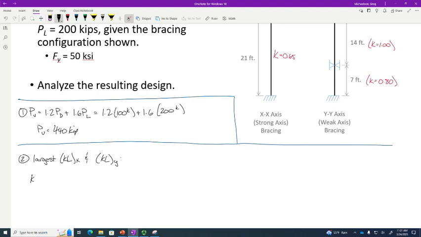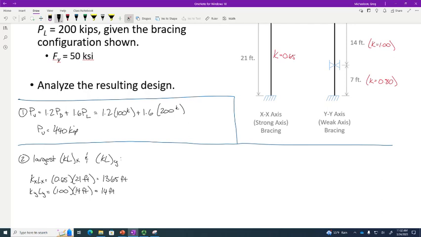So KX, LX is 0.65 times a length of 21 feet. What is that? And then KY, LY is 1 times 14 feet, which I can do in my head, that's 14 feet. Because KLY is bigger, I don't care what shape we pick, the weak axis is going to govern any day of the week and twice on Sunday.